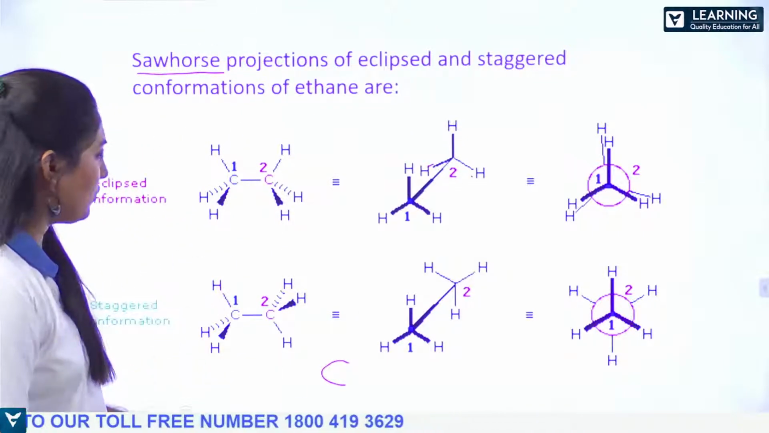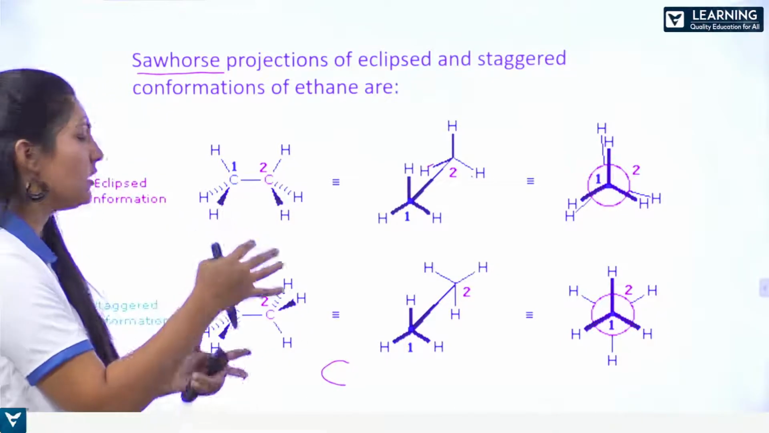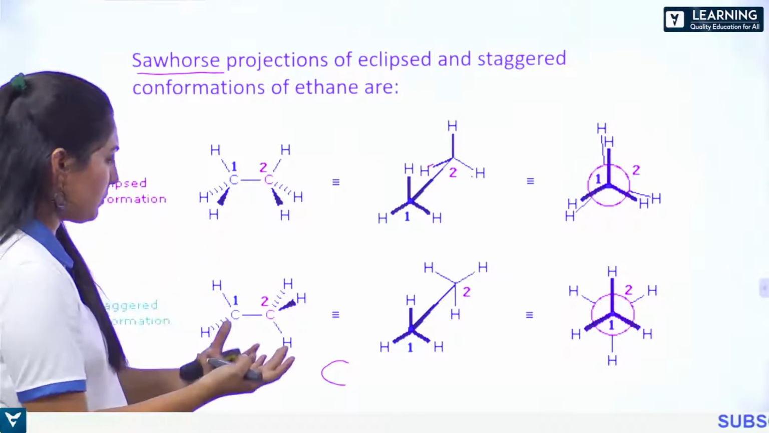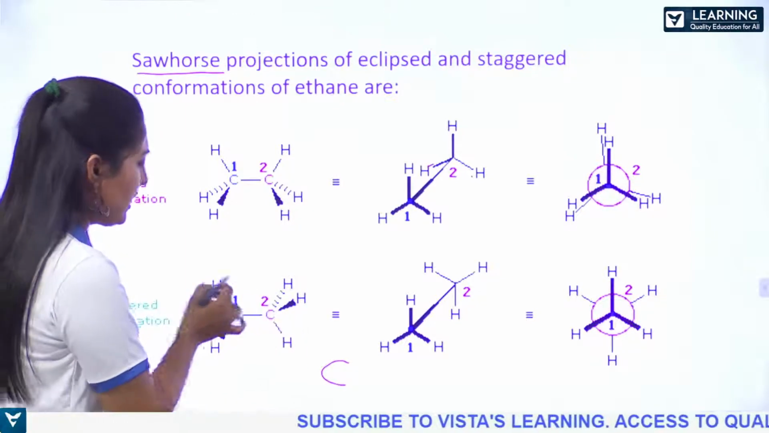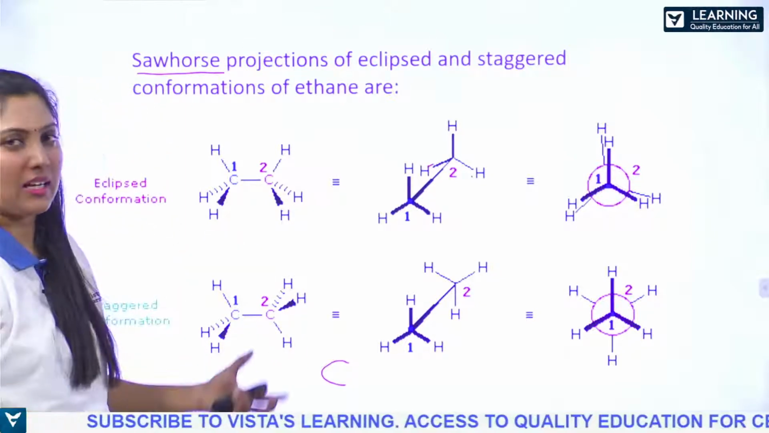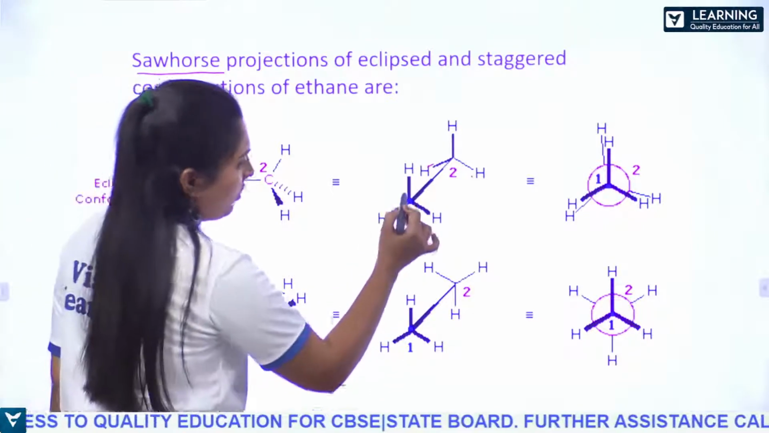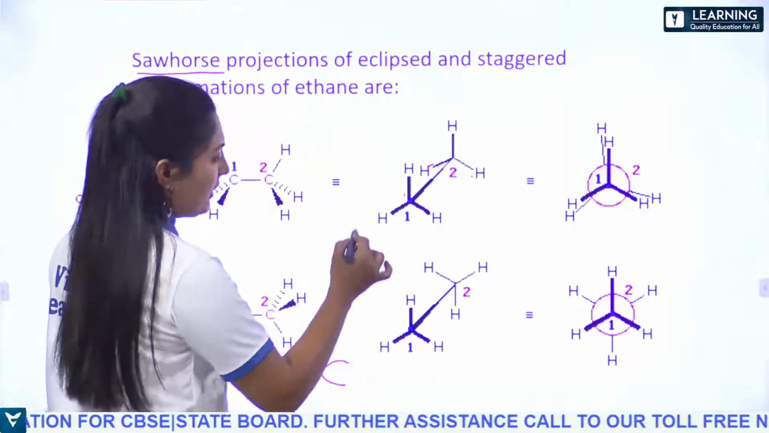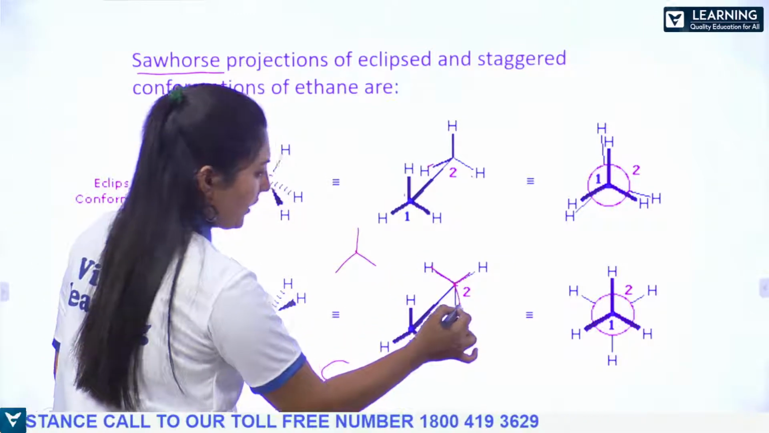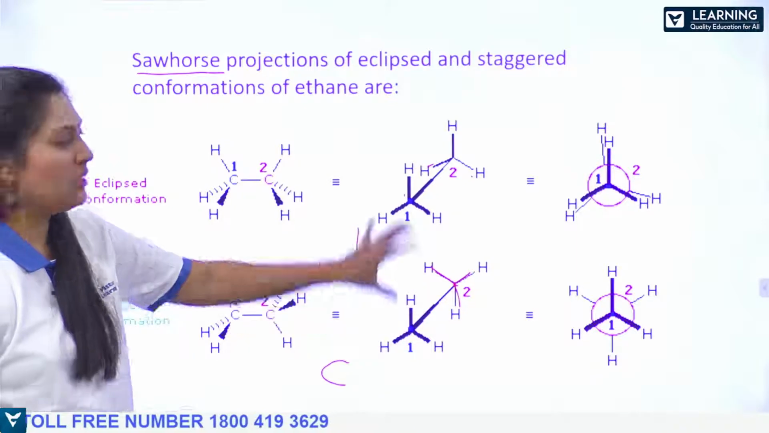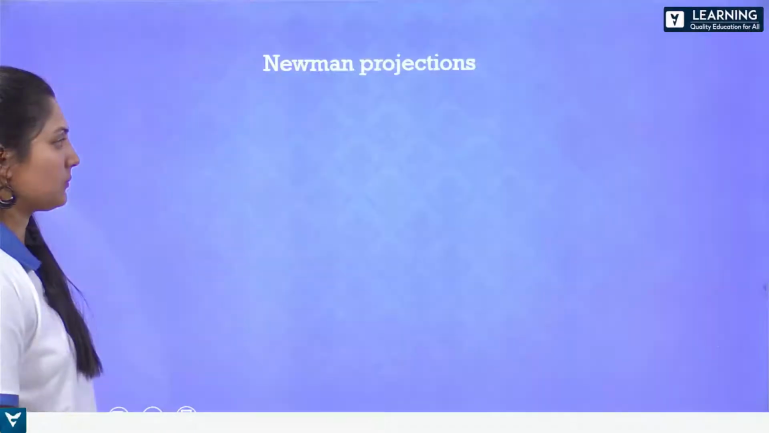Whereas here, in the staggered one, the one which is on the wedge in front will be opposite on the other plane now. And the one which is behind will be opposite, and the one which is in the same plane will be exactly away from each other. So this is the staggered one, where it will be the reciprocal of the Y, whereas here it will be in the form of Y. So this is how we have the eclipsed and the staggered projection of Sawhorse.